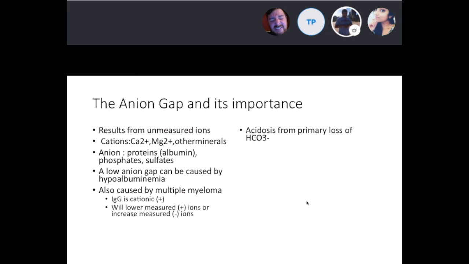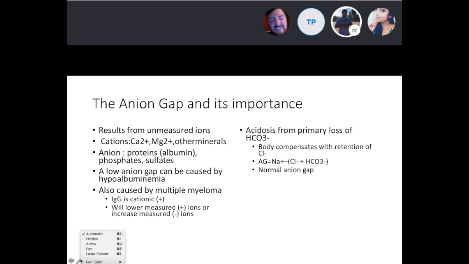So in an acidosis where the primary loss of bicarb is the reason for the acidosis, the body will compensate with the retention of chloride. Your body will retain or increase its chloride, and that will cause a normal anion gap. Obviously, if I decrease one negative and increase the other, my chances of getting a normal anion gap are high.